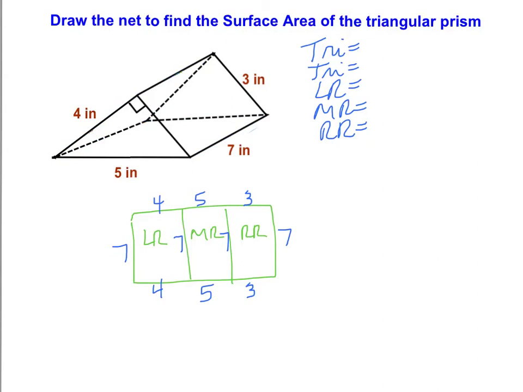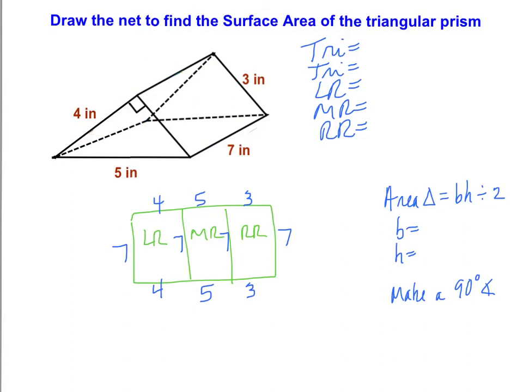Now we have to connect the triangles. This one gets a little complicated. I'm just going to write area of a triangle. It's base times height divided by 2. So I need to find what the base is and what the height is. Remember, the base and the height make a 90-degree angle. That's the symbol for angle.